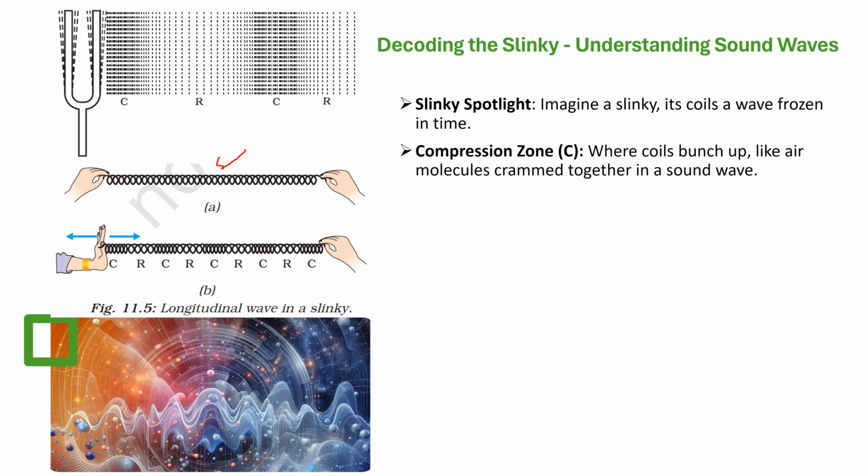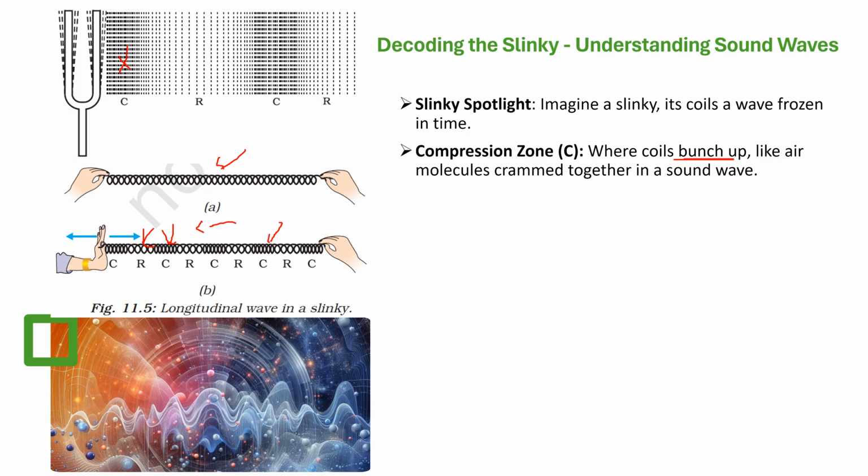Think this way now. It's frozen. See this portion and this portion. There are two compression zones here. You can also experiment in your house with a slinky. The compression zone is where coils bunch up, like air molecules crammed together in a sound wave. Here also, observe this region. The coils bunch up, and this is called the compression zone.